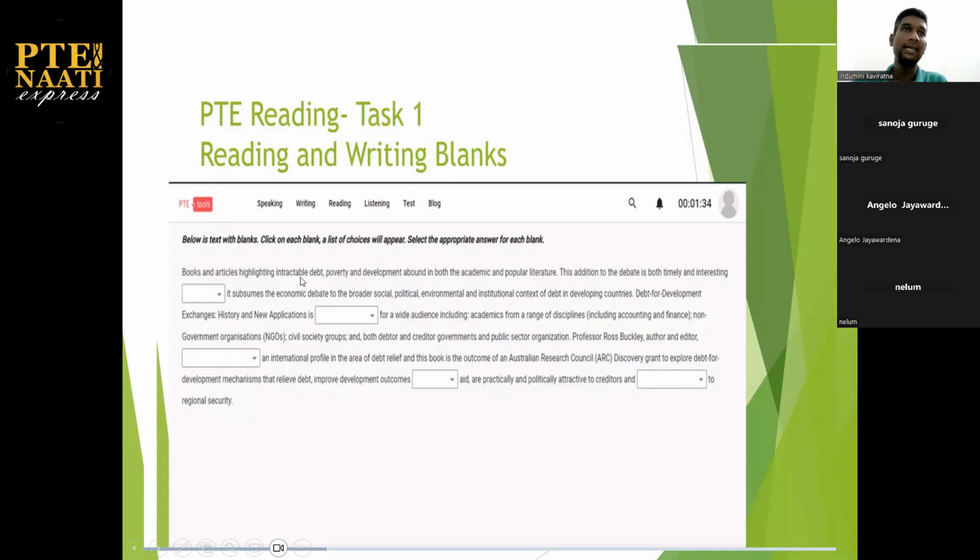Books and articles highlighting infallible data. Poverty and development abound in both the academic and popular literature. This addition to the debate is both timely and interesting. When we click the arrow here, we get four options. There will be 4 options.